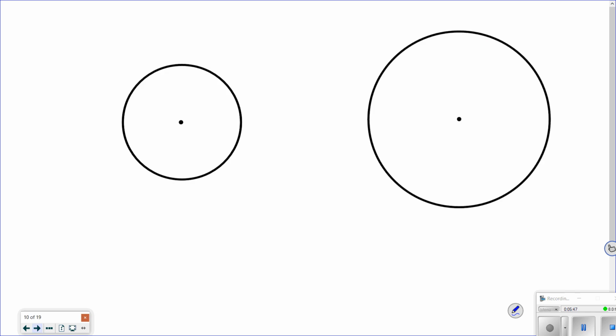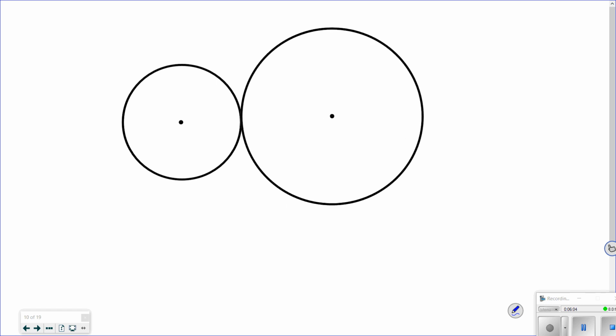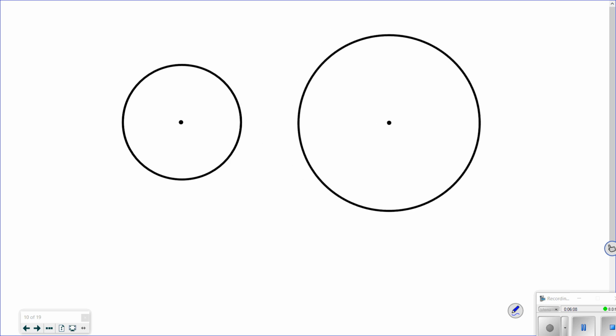If you have two circles and they're in the same plane, which means they're on the same two-dimensional surface, really three things can happen. The two circles can cross twice, so it looks like that. They can be tangent circles, so it looks like that. Or they can have no intersection at all.